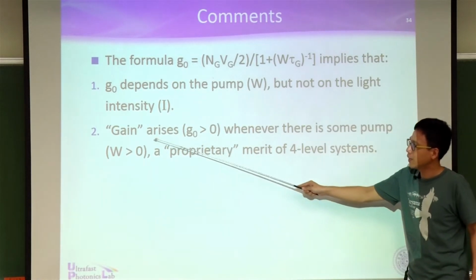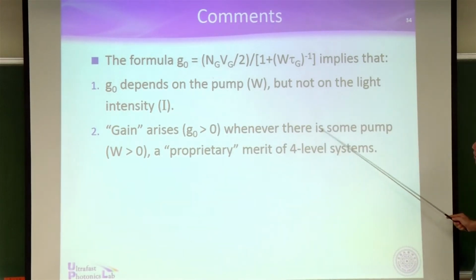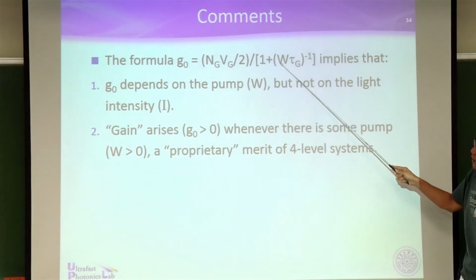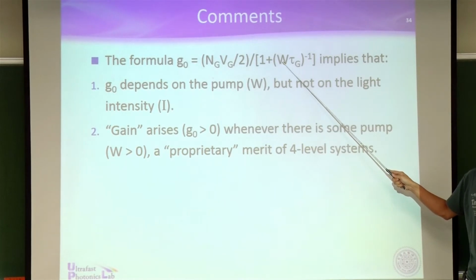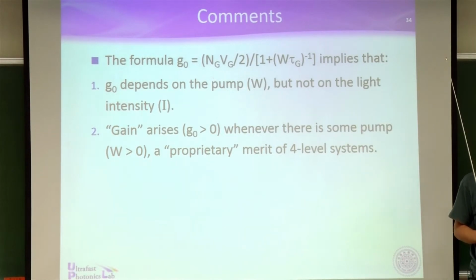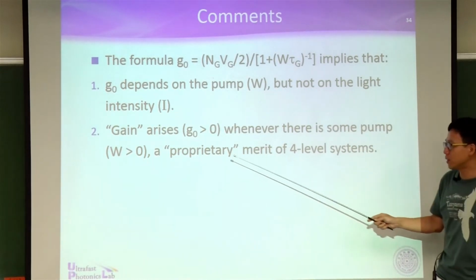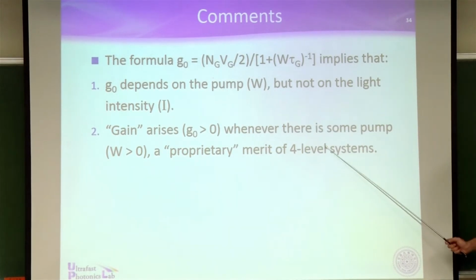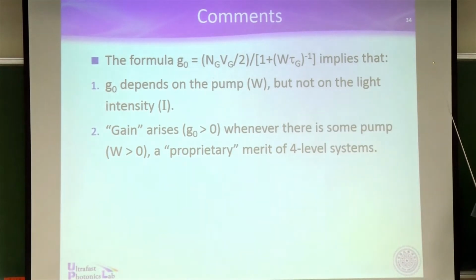Secondly, gain arises whenever there is some pump. According to this formula, as long as W is a non-zero constant, some positive number, G0 is already positive. That means you can immediately have gain when there is any pump, no matter how small it is. But remember, this is a proprietary merit of four-level systems. This formula comes from the four-level system model, right?